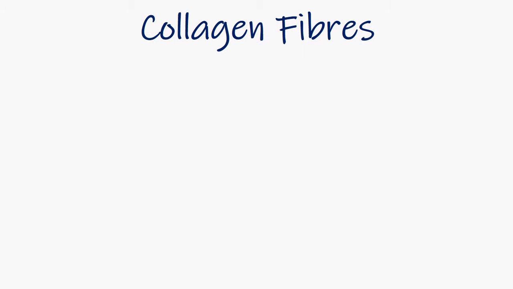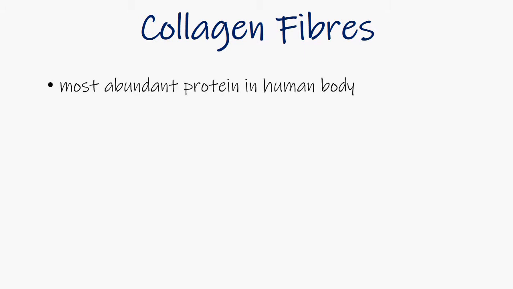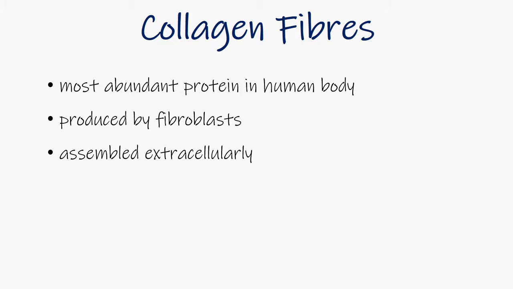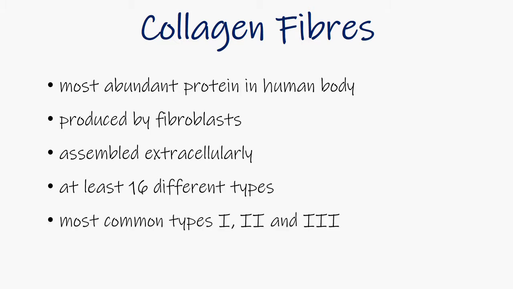As just mentioned, collagen, which is the most abundant protein in the human body, is produced by fibroblasts and is assembled extracellularly. But did you know that there are more than 16 different types of collagens? The types differ in their amino acid compositions and are located in different parts of the body. The most common types are types 1, 2, and 3. Type 1 is found in locations such as skin, tendons, and the organic components of bone. Type 2 is mostly found in cartilage, and type 3 is a specialized collagen known as reticular fibers, which are found in locations such as the bone marrow and lymph nodes.